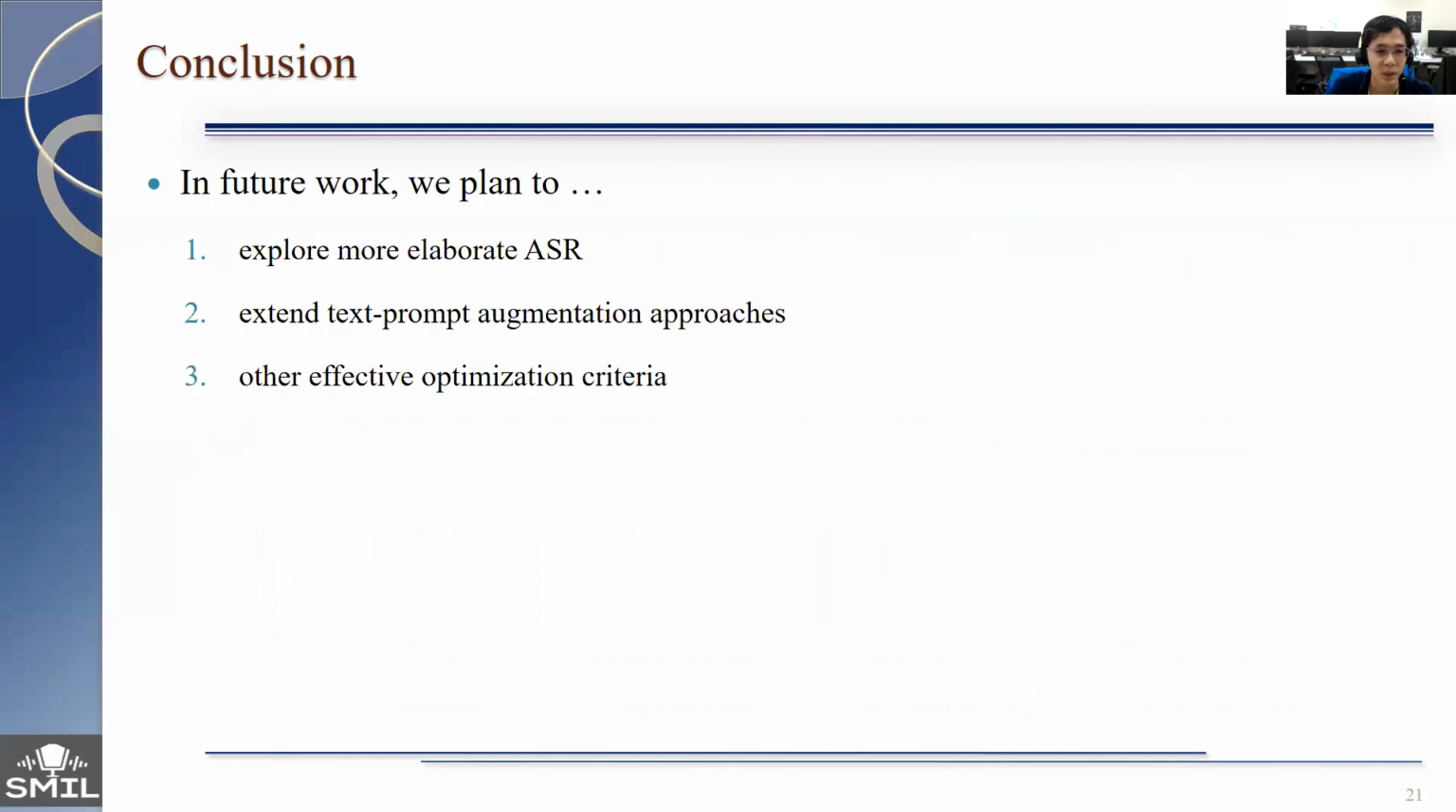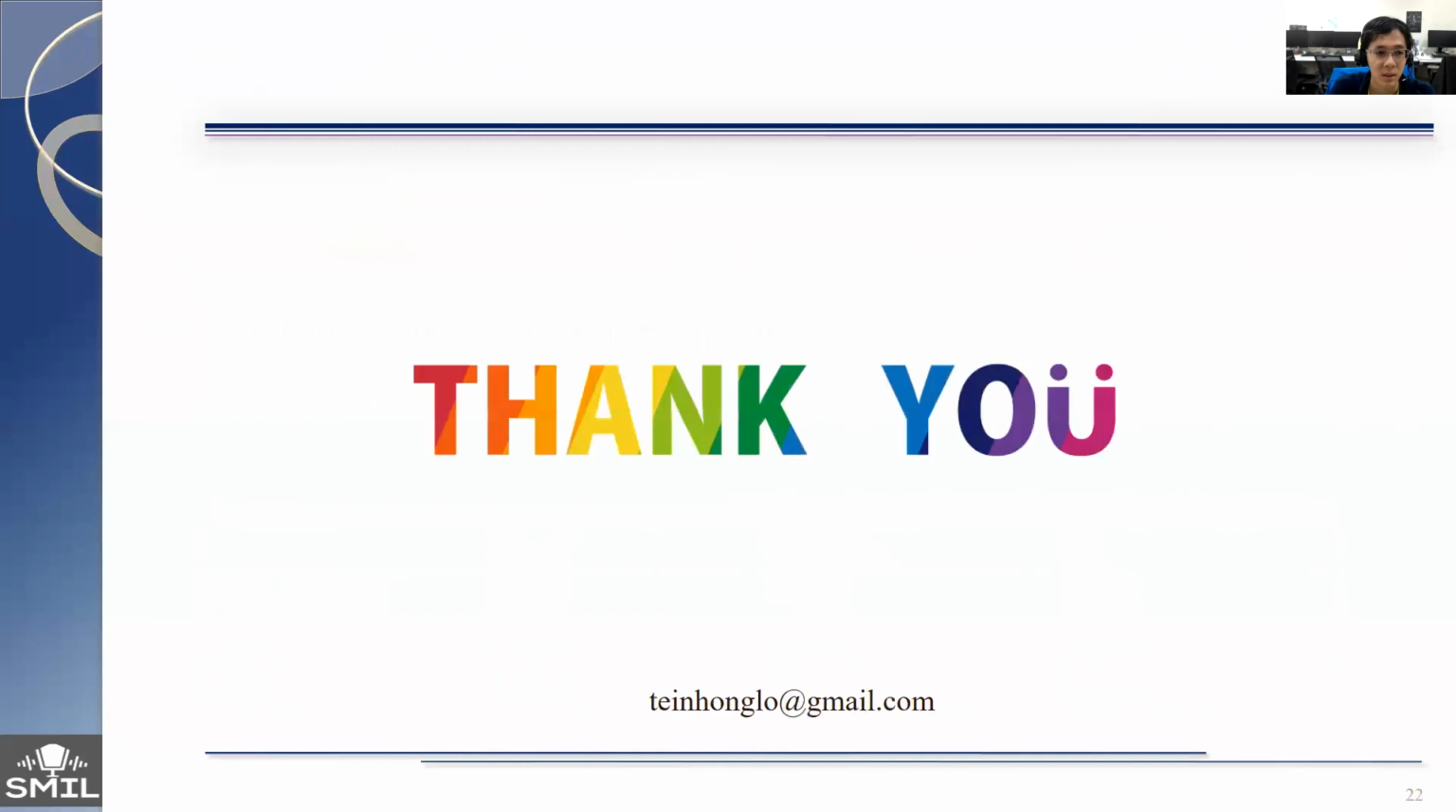In future work, we plan to explore a more elaborate ASR system and extend the text prompt augmentation approach. In addition, we would like to further investigate other effective optimization criteria for training the component models of our end-to-end based MD system. Okay, this is the end of my talk.